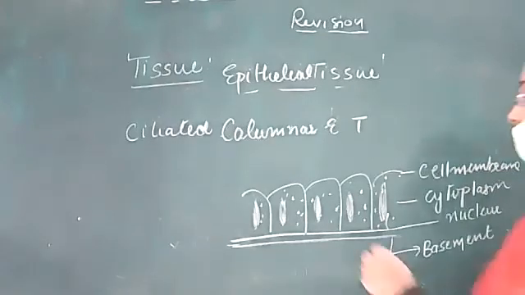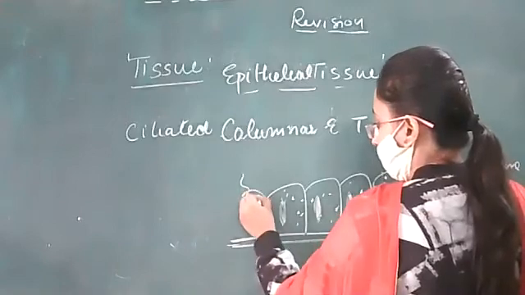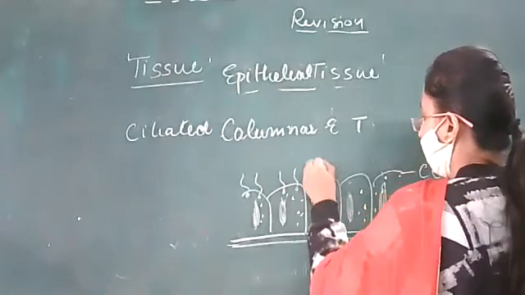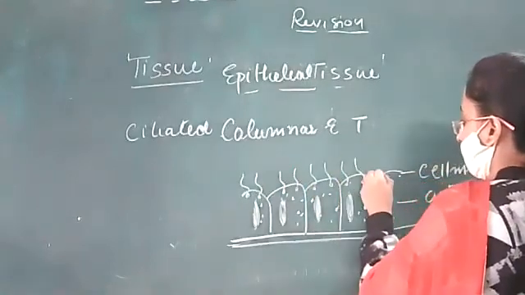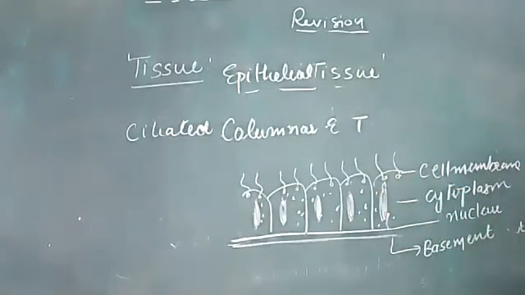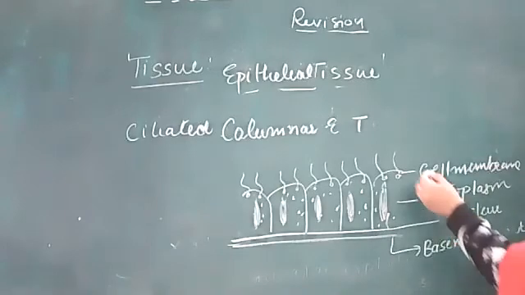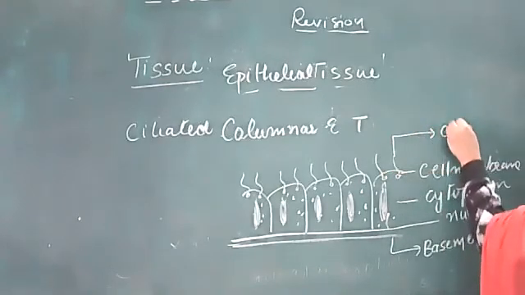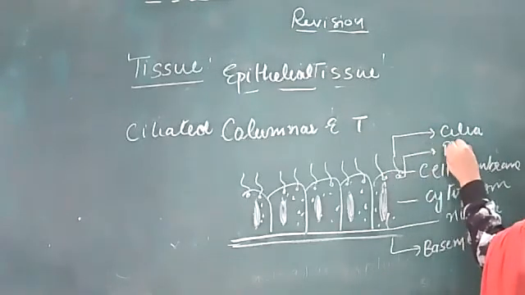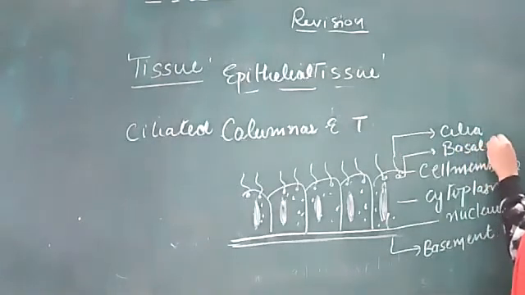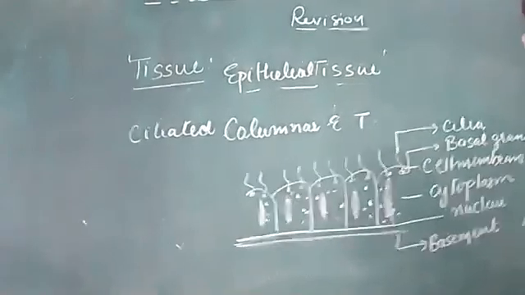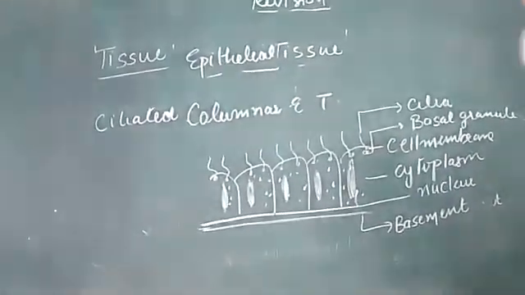Okay. So we can draw here cilia. Cilia arising from the basal granules. The other structure is the same. So we have cilia arising from the basal granule. This is cilia, and this one is what is called basal granule.